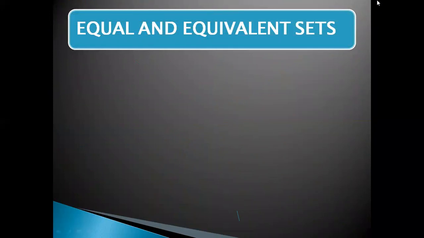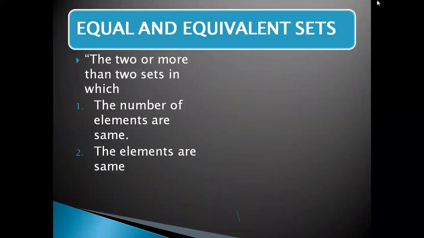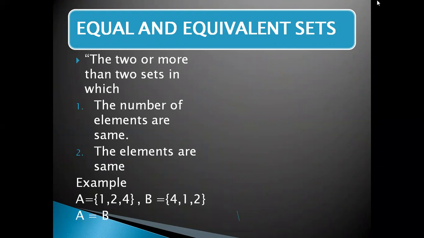Next is equal and equivalent sets. Equal sets are two or more sets in which the number of elements is the same and the elements are the same. You can see the example. A = {1, 2, 4} and B = {4, 1, 2}. A is equal to B, because the number of elements in A is 3 and the number of elements in B is also 3. What is written in A is the same as written in B. It doesn't make any difference if they are unordered. So 1, 2, 4 is written in A and also in B. They are called equal sets, with 3 elements in A and 3 elements in B.